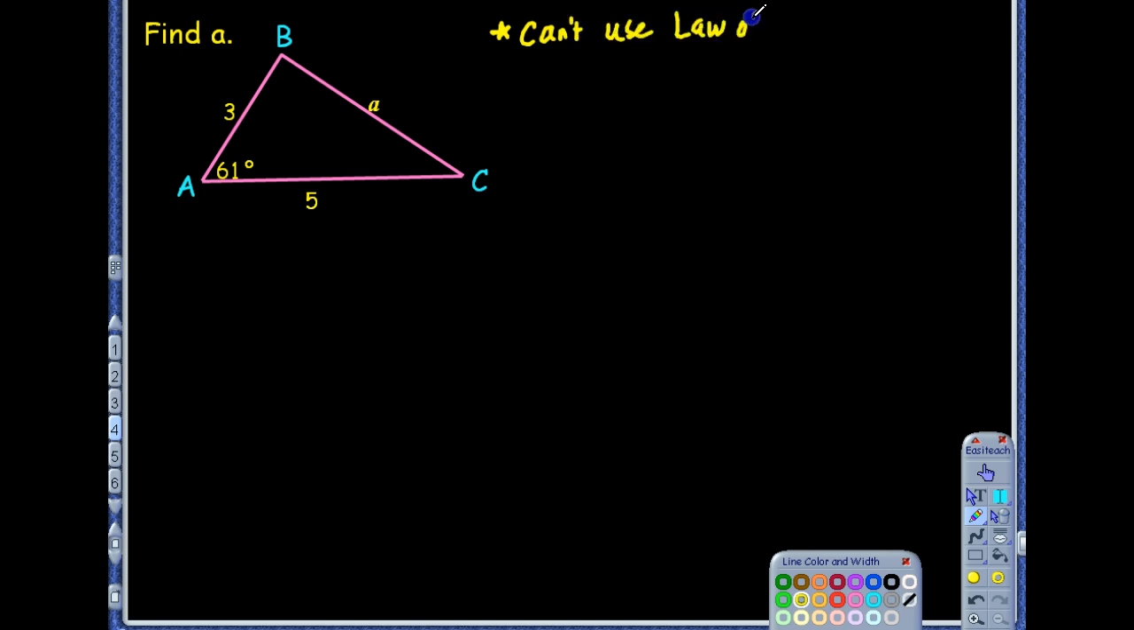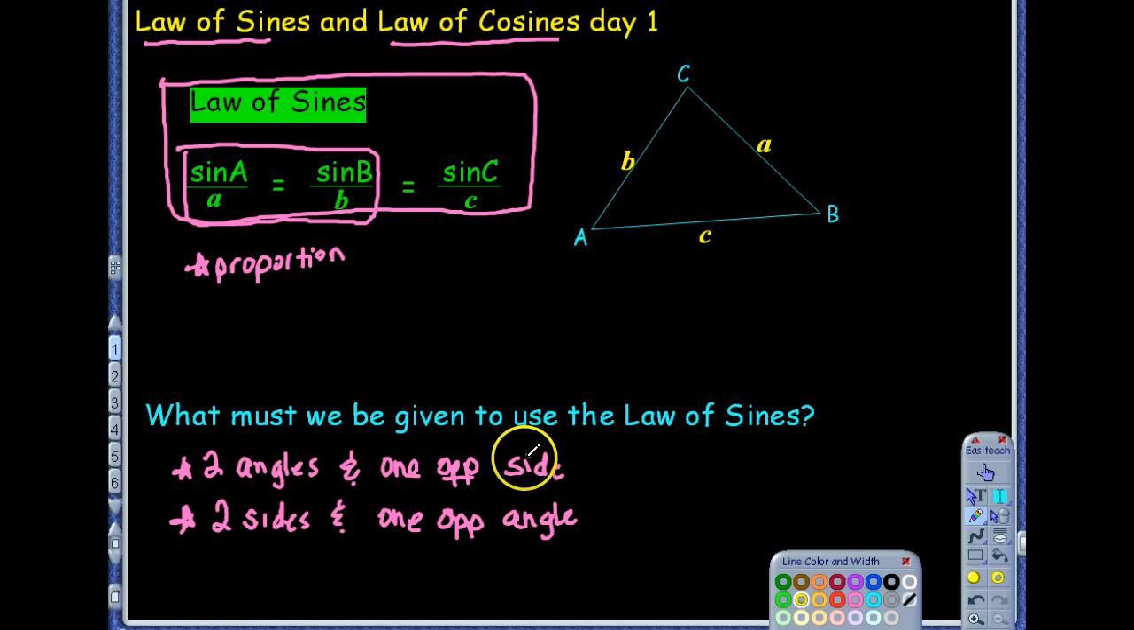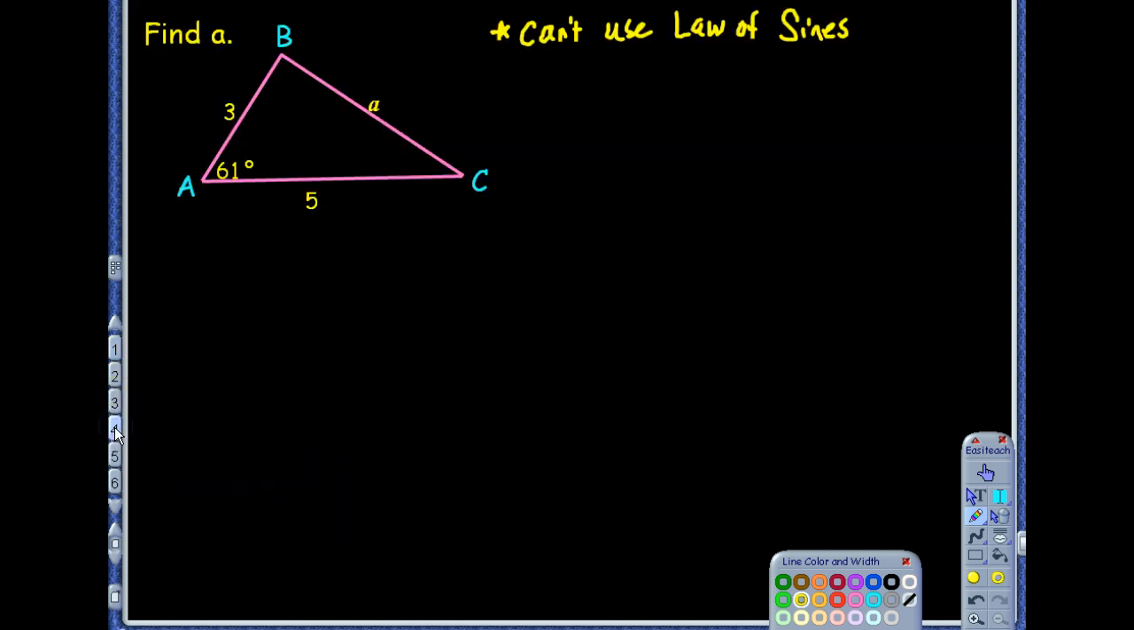And guys, this is going to be the big trick: how do you know which law to use? And I like how you said it. You have to have some opposites here. We started today saying we need two angles and one opposite side, or one opposite angle and two sides. Well, we only have one angle, and the angle that we have, we don't have the opposite side. So we can't use the law of sines. That means we're going to have to use a different law, which we're going to learn in just a minute. So hold that thought. We'll come back to this. So leave some space.